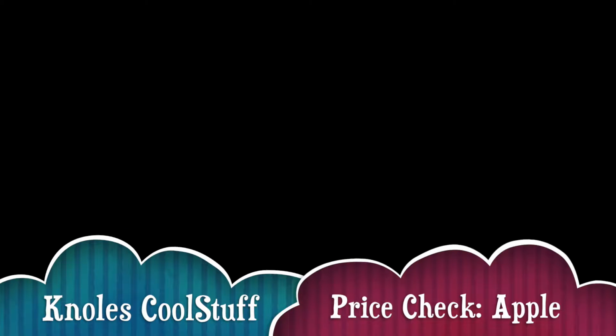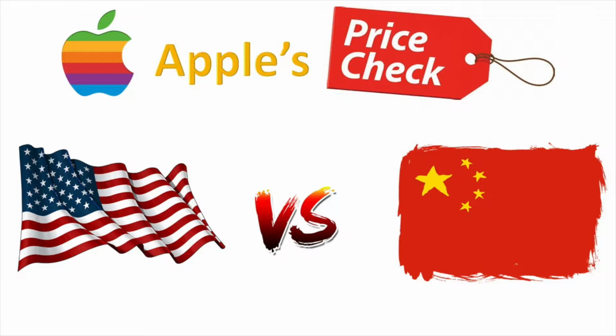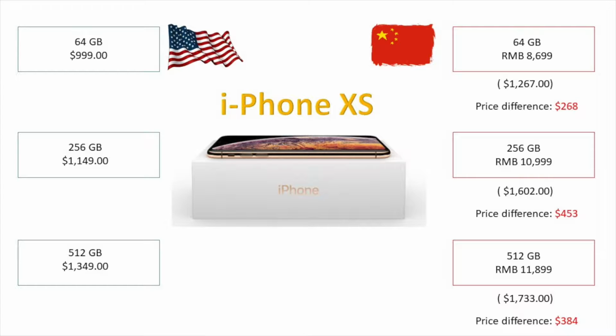There's the difference between America and China. Price check. It's the price check between America and China. All right, let's start reading. Apple's price check, America versus China. The first one is the iPhone XS. In America, the 64 gigabyte is $999. The same 64 gigabyte in RMB is 8,699, which equals about $1,267, a price difference of $268.